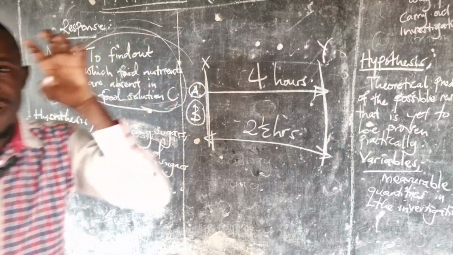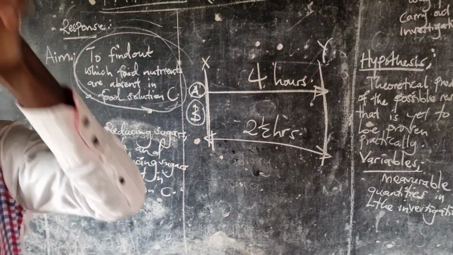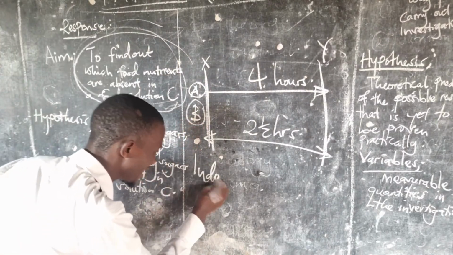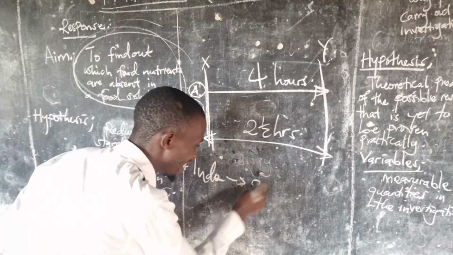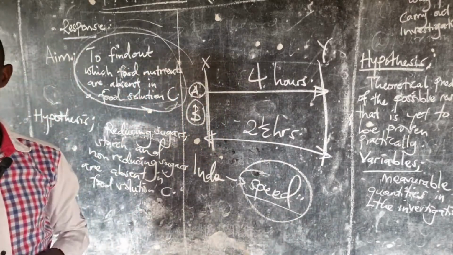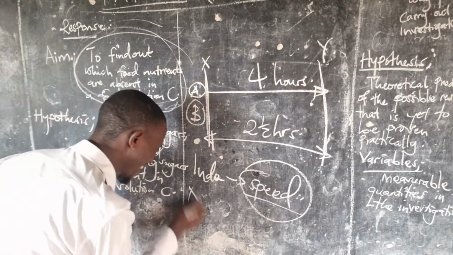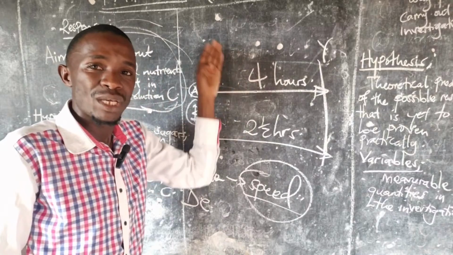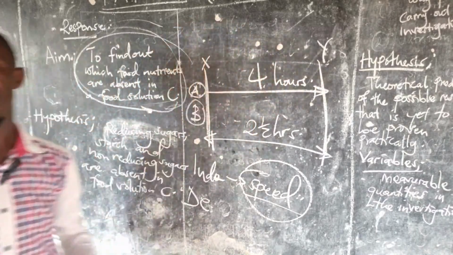So the independent variable becomes the speed. The speed these two people are using is different. And the dependent is the result, the time taken by these two people on the way to get to the finishing line.